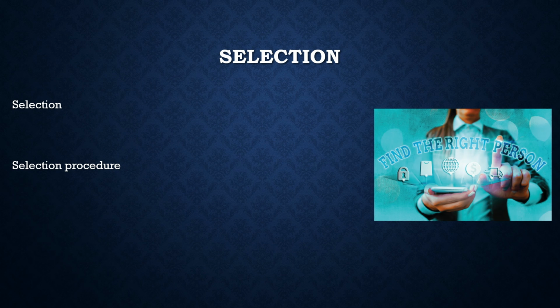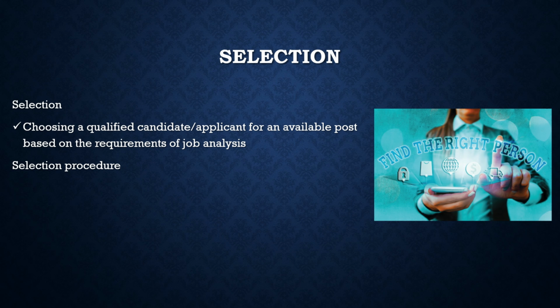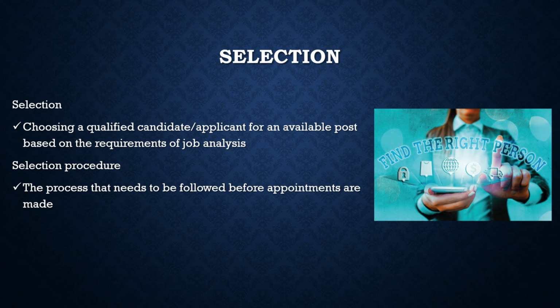So now we're going to be looking at selection. So we are done with recruitment. After recruitment has been done, we move on to selection, where the business has to select the best candidate for the job. Selection is about choosing a qualified candidate or applicant for an available post based on the requirements of the job analysis. The selection procedure is the process that needs to be followed before appointments are made.